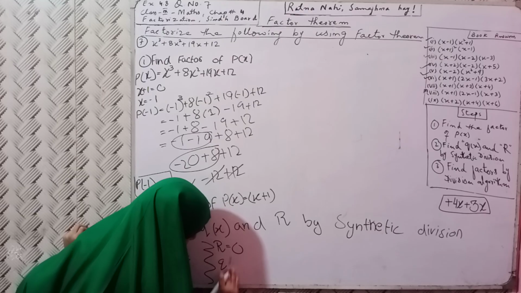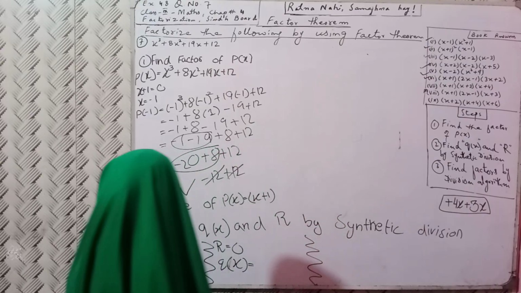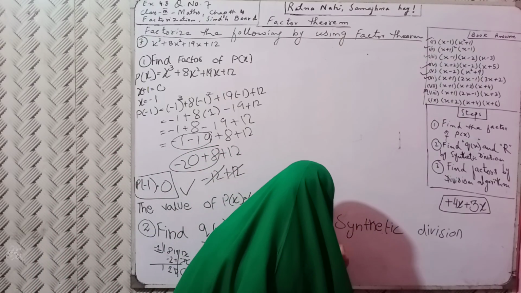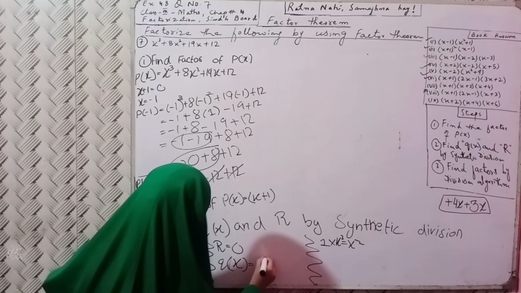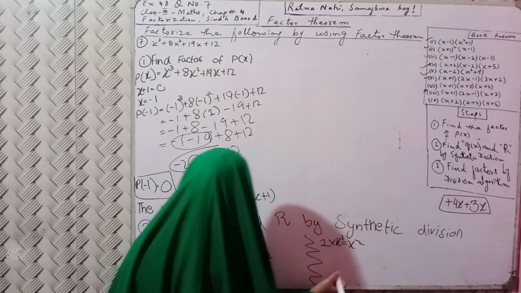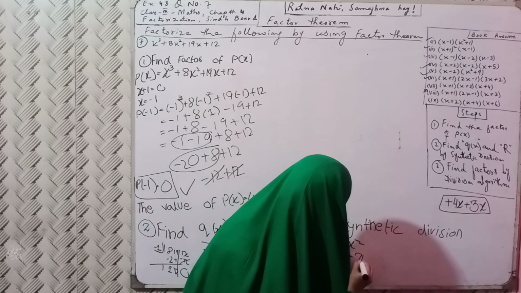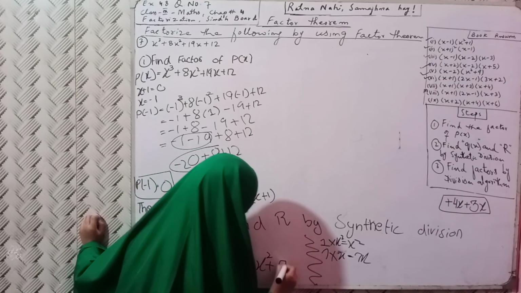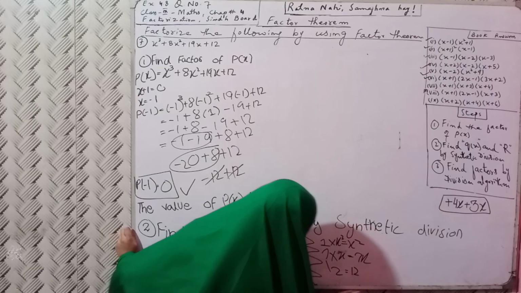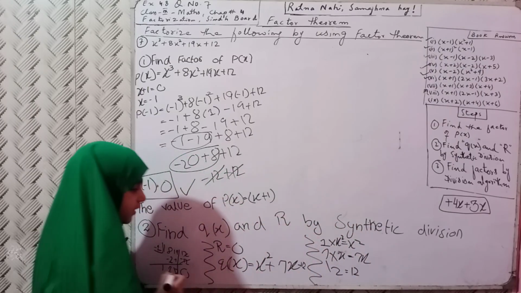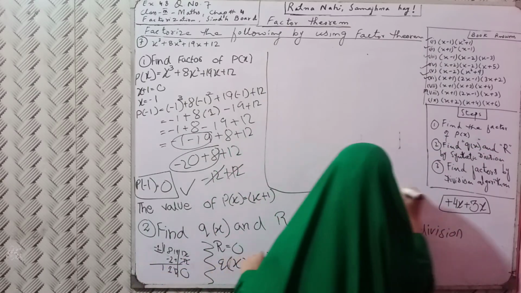Now let's find q(x). Here 1 multiplied by x square is x square. Then 7 multiplied by x is 7x, so here it will be plus 7x. Then 12 is 12, so here it will be plus 12. Okay, so the second step is also done. Now we will do our third step.